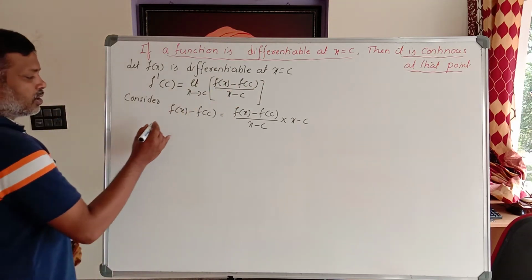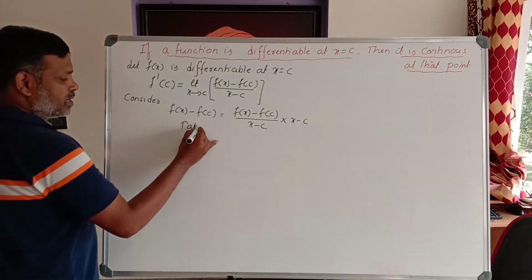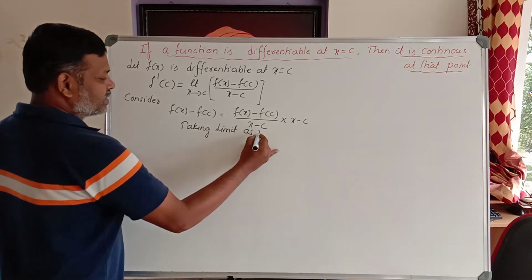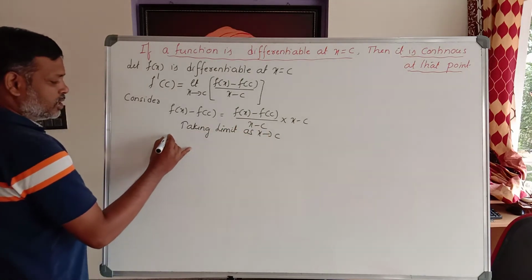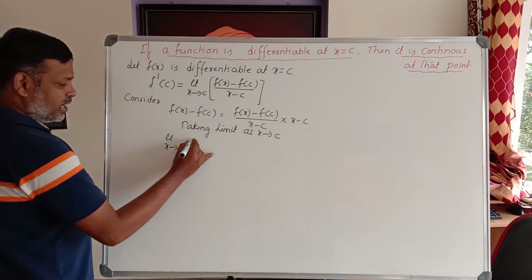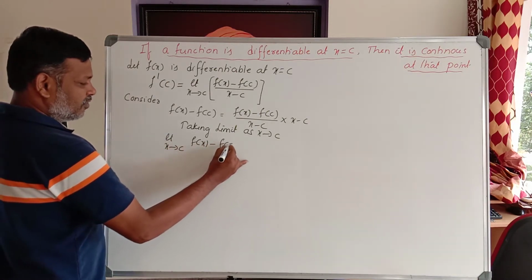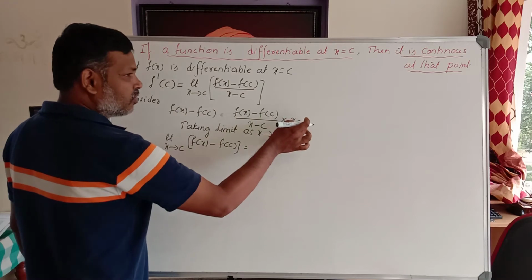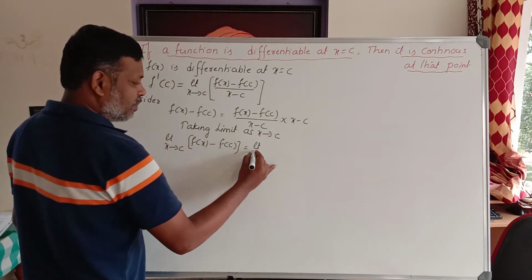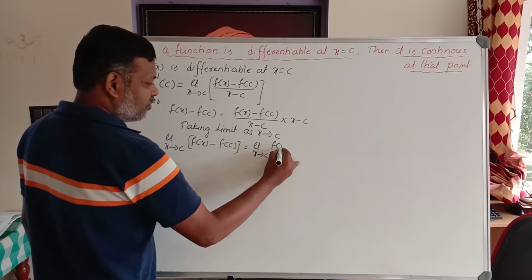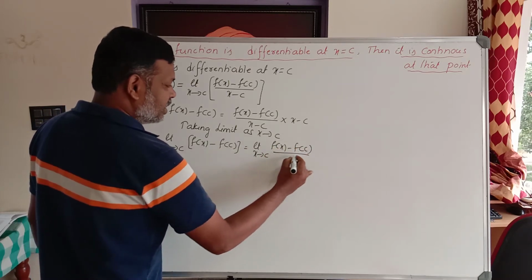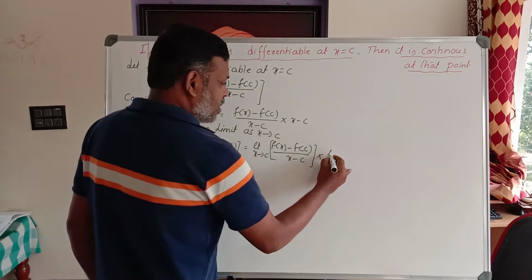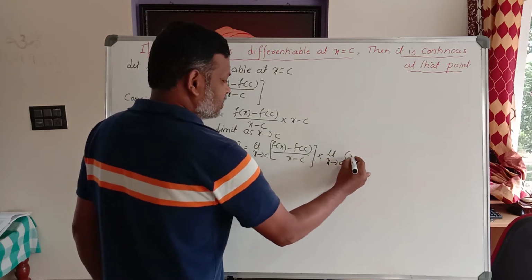Now for this, the point is c, so we have to take the limit as x tends to c. What do I have to write here? Taking limit as x tends to c, limit x tends to c of f of x minus f of c is equal to, this limit is applicable to the first function and also to the second function. That is limit x tends to c f of x minus f of c divided by x minus c into, for the second one, limit x tends to c x minus c.